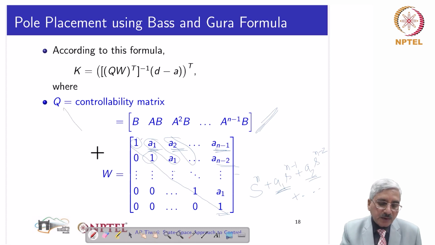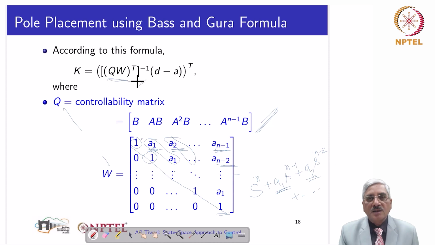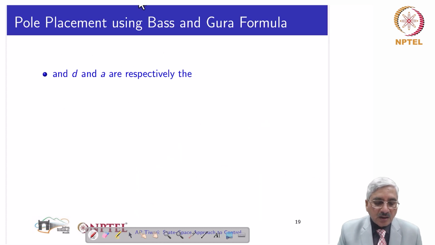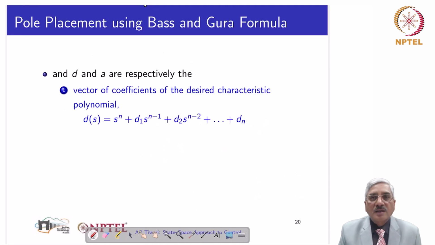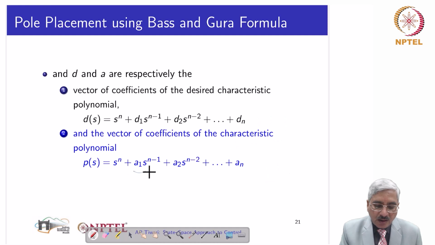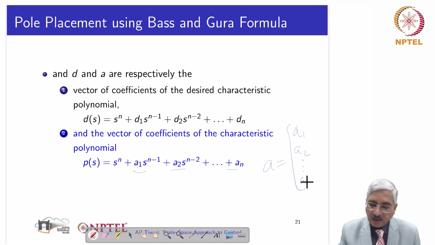So we have to get the product of Q and W, take its transpose and further the inverse of the transpose of the product. D is a column containing the coefficients of the desired characteristic equation. So D will be these coefficients D1, D2, etc. up to Dn. And A is the coefficients of the characteristic equation of the system matrix A. So A is A1, A2, etc. up to An.